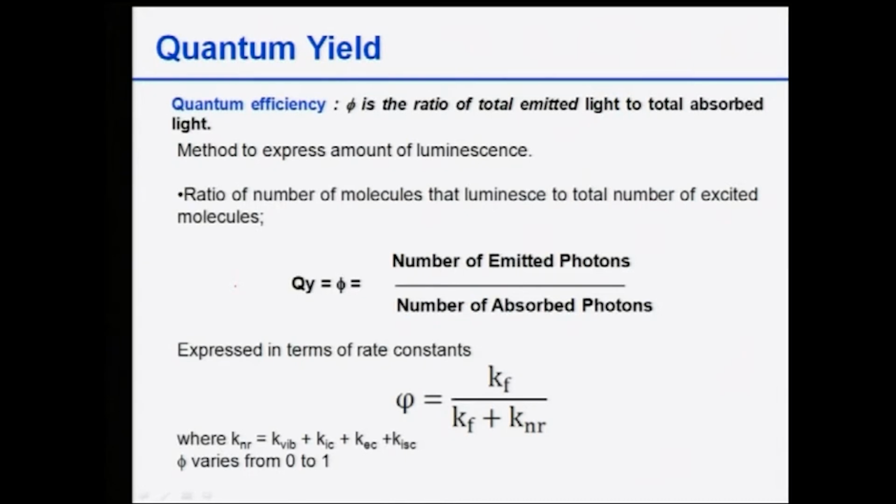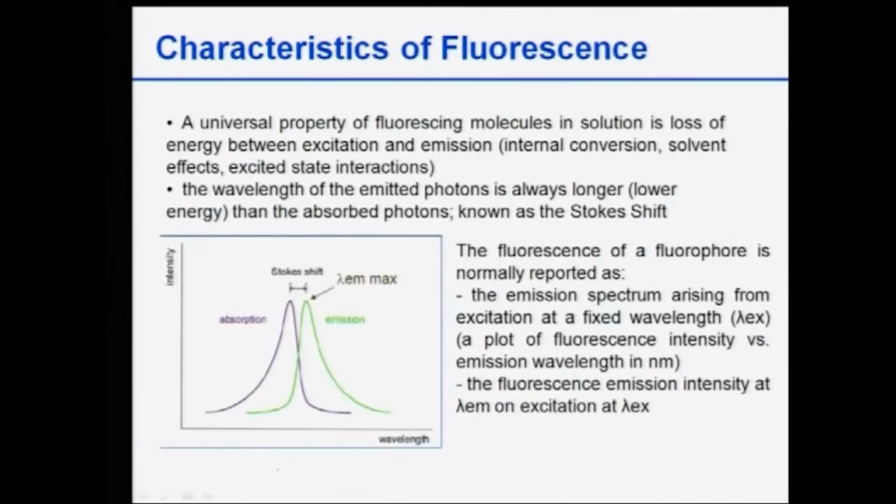It can be expressed in terms of rate constants, written like this: phi equals k over k plus k_nr. k_nr is basically the sum of k vibration, k interchange, k escape and k interstates. Phi normally varies from 0 to 1, because an efficiency has to be between 0 and 1.